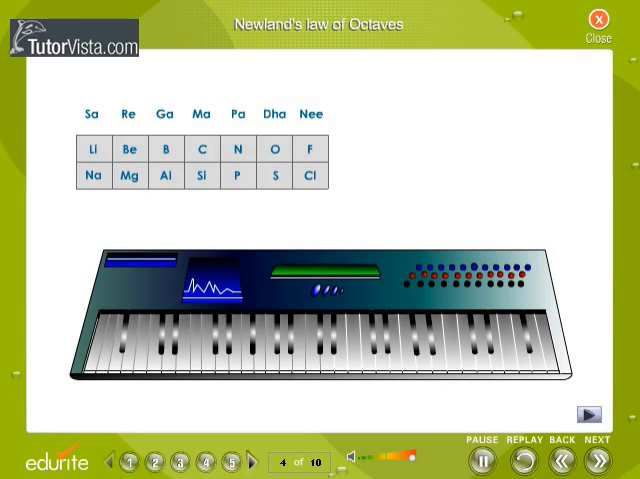Newland's law of octaves. Newland's law of octaves states that when elements are arranged in the increasing order of their atomic mass, the eighth element resembles the first in physical and chemical properties, just like the eighth note on a musical scale resembles the first note. Lithium resembles sodium in properties. Nitrogen resembles phosphorus in properties.